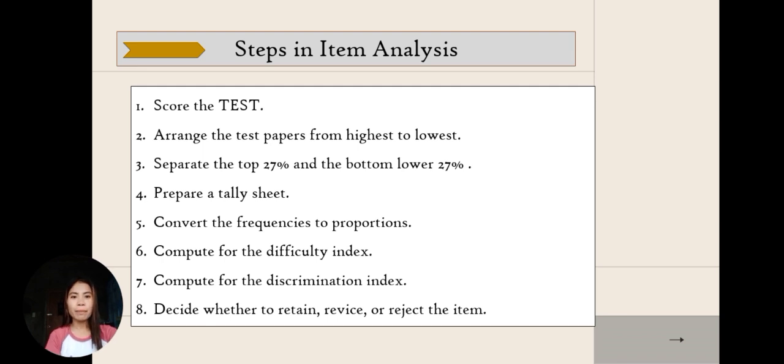Then the fourth step is to prepare a tally sheet. Fifth, convert the frequencies to proportion. Sixth, compute for the difficulty index. And the seventh step is to compute for the discrimination index. And lastly, decide whether to retain, revise, or reject the item.